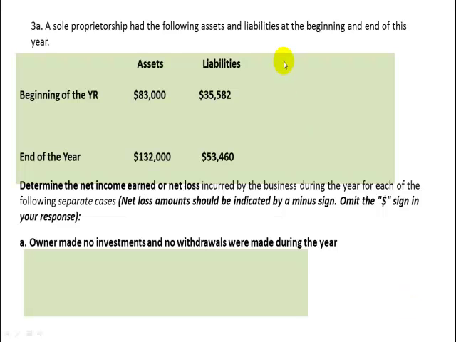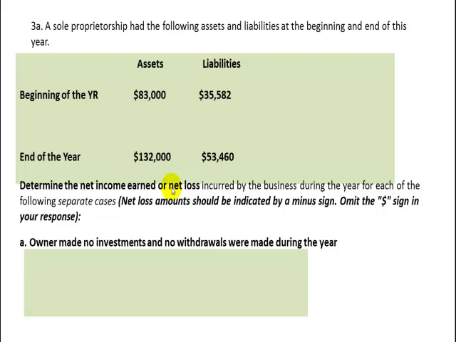Okay, this is one of these problems where you're given information about the assets and liabilities at the beginning of the year, you're given information about the assets and liabilities at the end of the year, and you're also given some other information about investments made by the owner and withdrawals made by the owner. In this case, it's none, and you're supposed to come up with what was the net income.